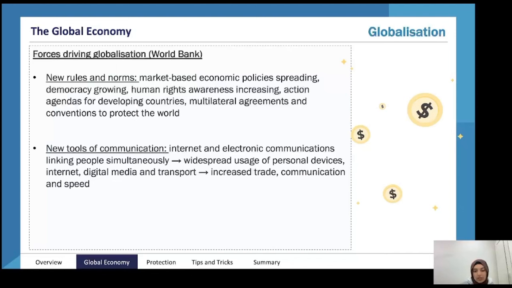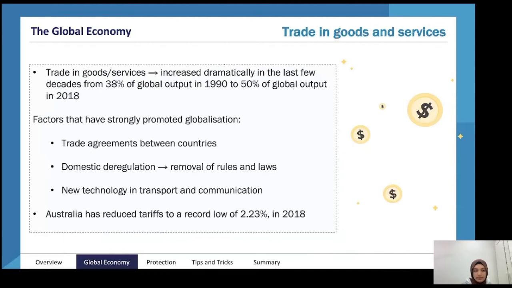New tools of communication, so internet and electronic communications linking people simultaneously. So there's a widespread usage, for example, of personal devices, the internet, digital media, transport. So there's increased trade, communication, and speed. In terms of trade in goods and services, there's been a dramatic increase in the last few decades, from 38% of global output in 1990 to about 50% of global output in 2018. So it's increasing quite a bit, and there's many reasons for that, but a lot of it has got to do with globalization and the indicators of that.